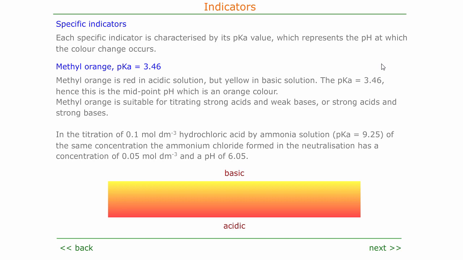Methyl orange, however, has got a pKa value of 3.46. That means if we have an inflection which passes through 3.46, we'll get the colour change there. Now it's red in acidic solution but yellow in basic solution, so when the pH is equal to the pKa, 3.46, we'll see an orange colour, which is the halfway point of the methyl orange.